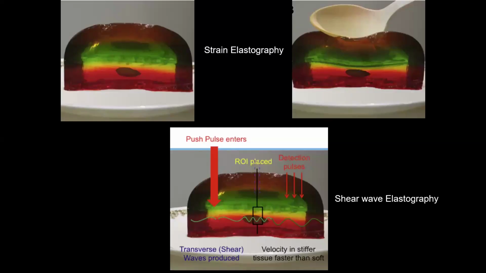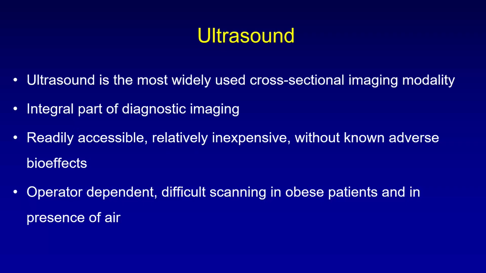In strain elastography, there is direct compression of the tissue, and according to the deformity of the tissue, we infer its stiffness. On the other hand, with shear wave elastography, we send in shear waves, and depending on the changes in velocity and the different ways of evaluation, we come to the conclusion whether the tissue is stiff or not.